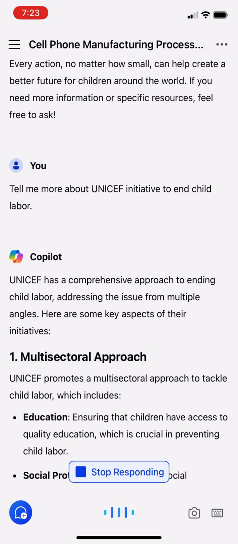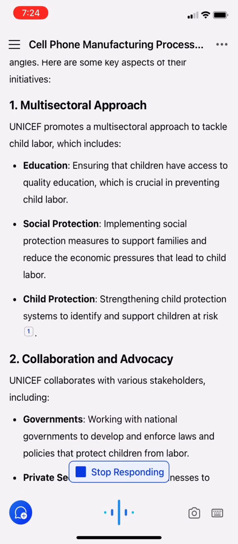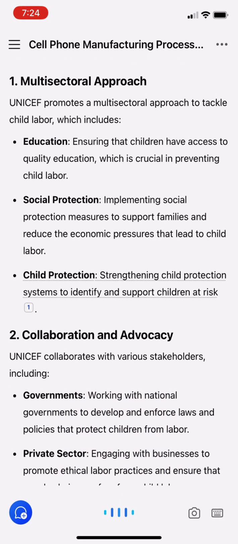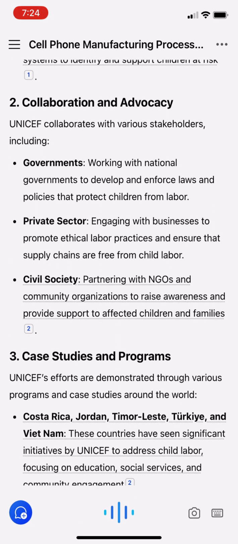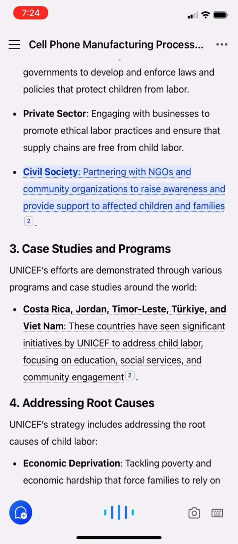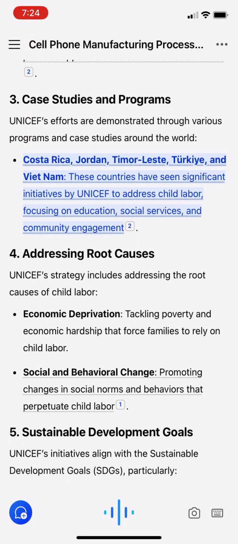UNICEF has a comprehensive approach to ending child labor, addressing the issue from multiple angles. Here are some key aspects of their initiatives. 1. Multisectoral approach. UNICEF promotes a multisectoral approach to tackle child labor, which includes education, ensuring that children have access to quality education, which is crucial in preventing child labor. Social protection, implementing social protection measures to support families and reduce the economic pressures that lead to child labor. Child protection, strengthening child protection systems to identify and support children at risk.